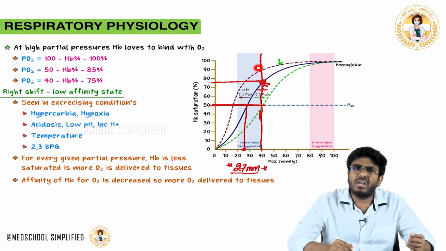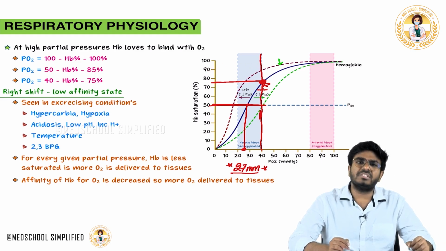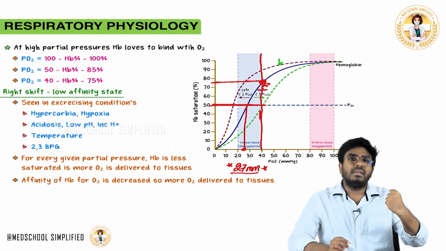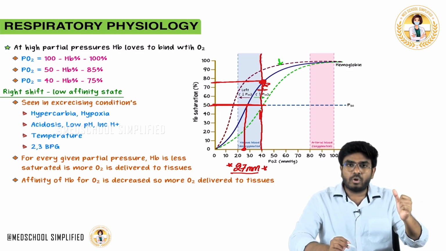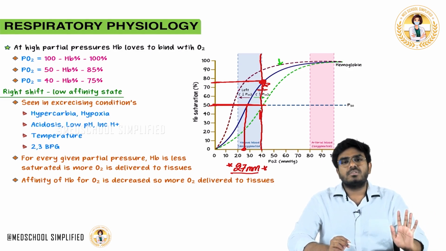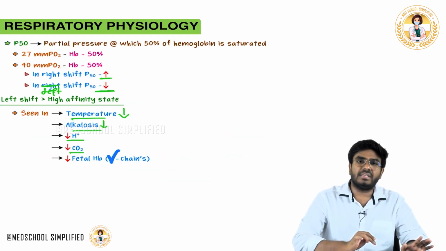Which means not even one molecule is delivered. If one molecule is delivered, it means 75% saturation. Here the saturation is 90 or 95, which means not even one molecule is delivered. So oxygen is not getting delivered to the tissues, or hemoglobin is not leaving the oxygen. When tissues don't need oxygen, it won't leave the oxygen. So this is what is happening in the left shift. Left shift is a high affinity state.